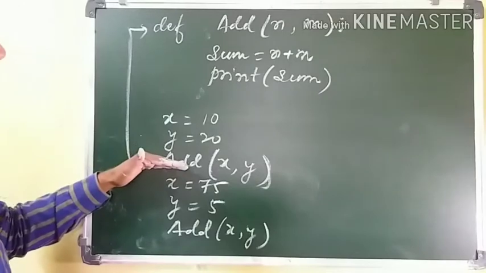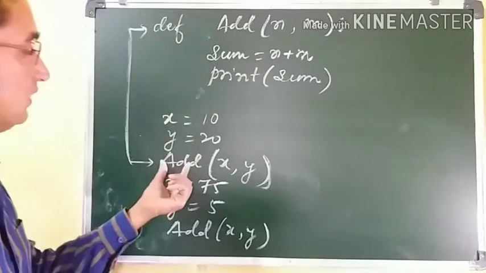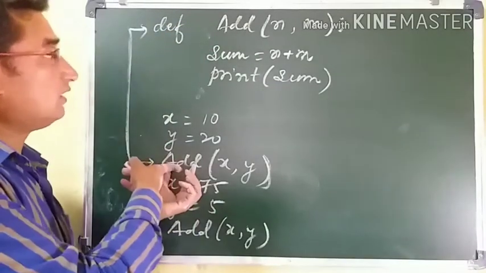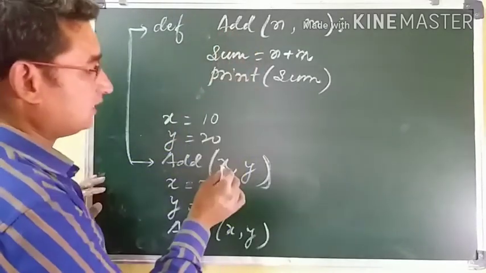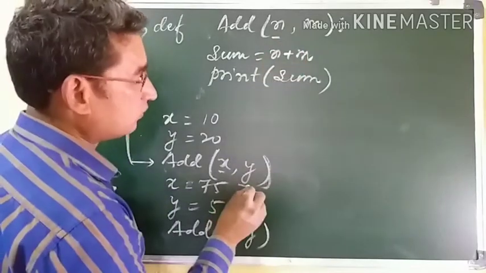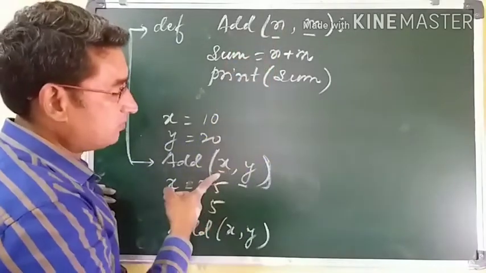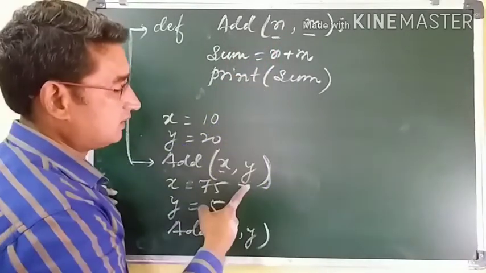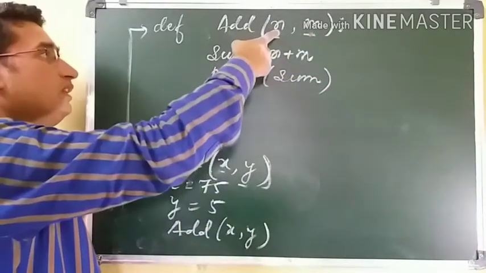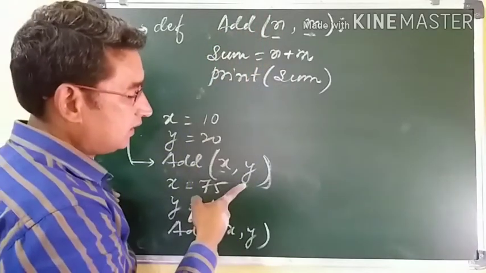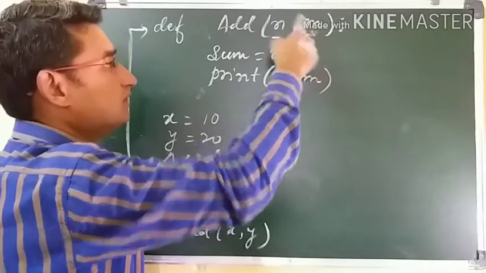It will go to its definition. This add function is here, and you are calling this function. Execution will go from this place to this place, and the value of x will be copied into n, and the value of y will be copied into m. This means the actual parameters will be copied into the formal parameters. The first actual parameter will be copied into the first formal parameter of this function definition, and the second actual parameter will be copied into the second formal parameter.